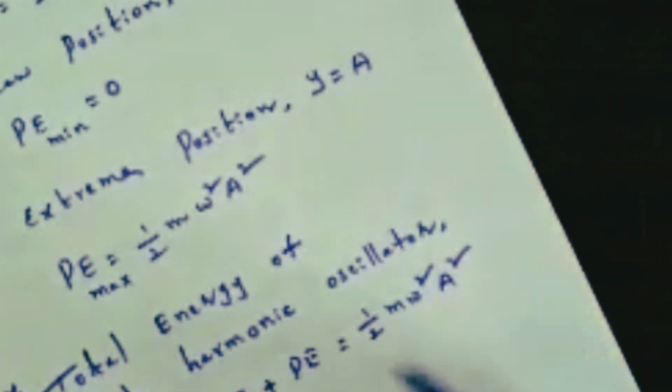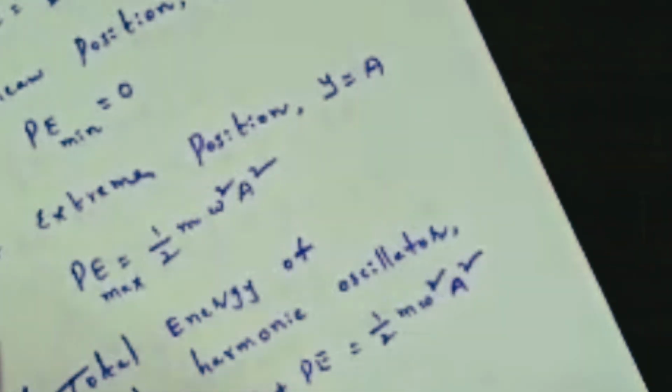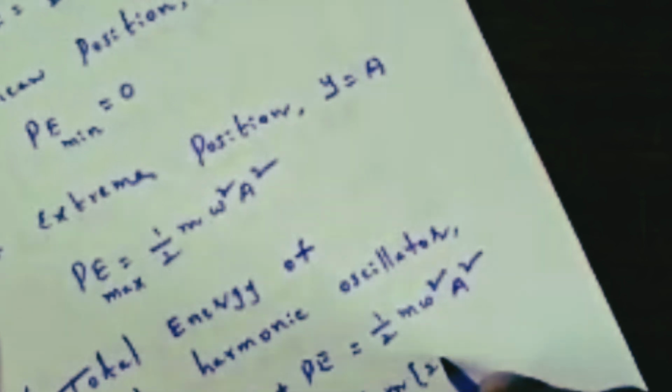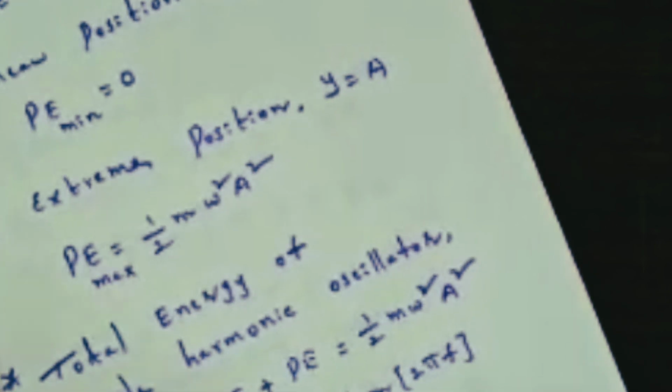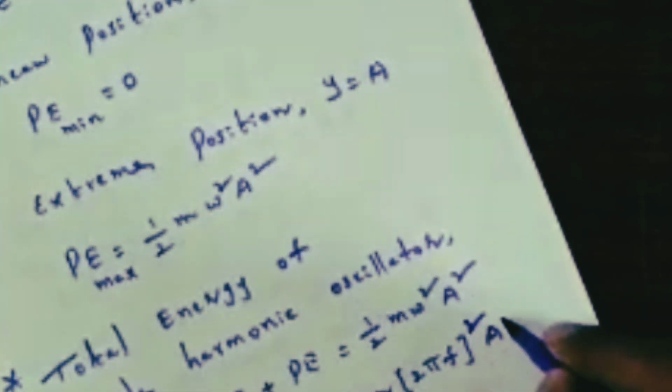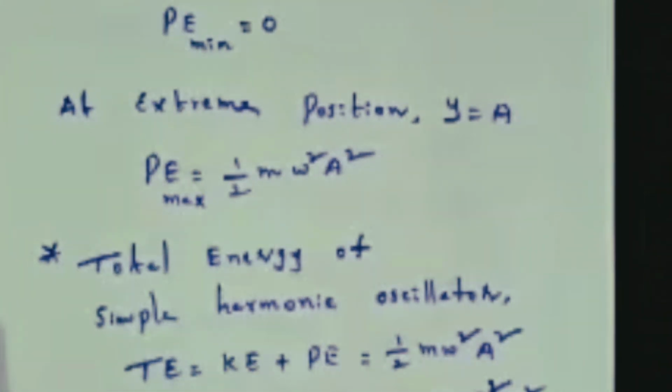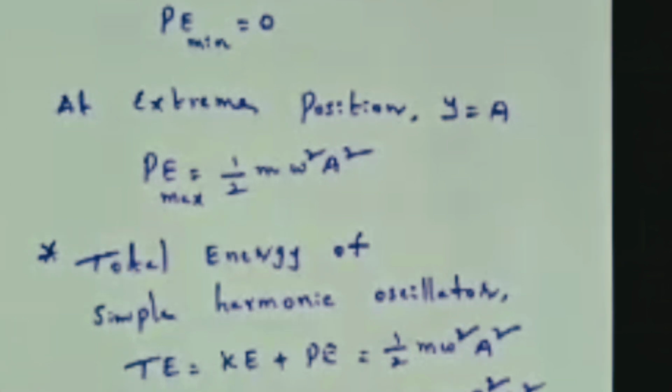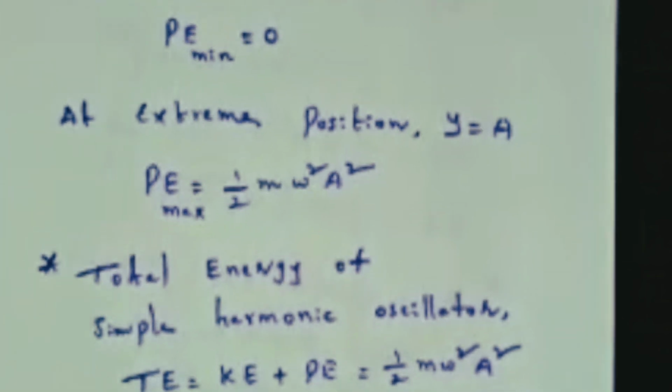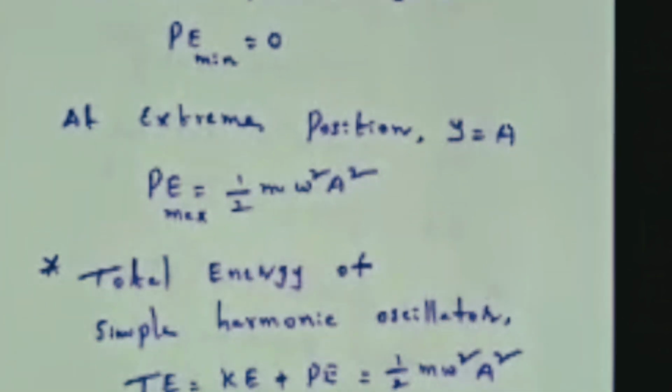And sometimes we take it as TE is equal to half m, omega is nothing but 2 pi f, where f is the frequency of the particle, whole square, into A square. Here m is the mass of the particle, f is the frequency of the particle, and A is the amplitude of the particle. Like this, we can consider total energy of the simple harmonic oscillator.